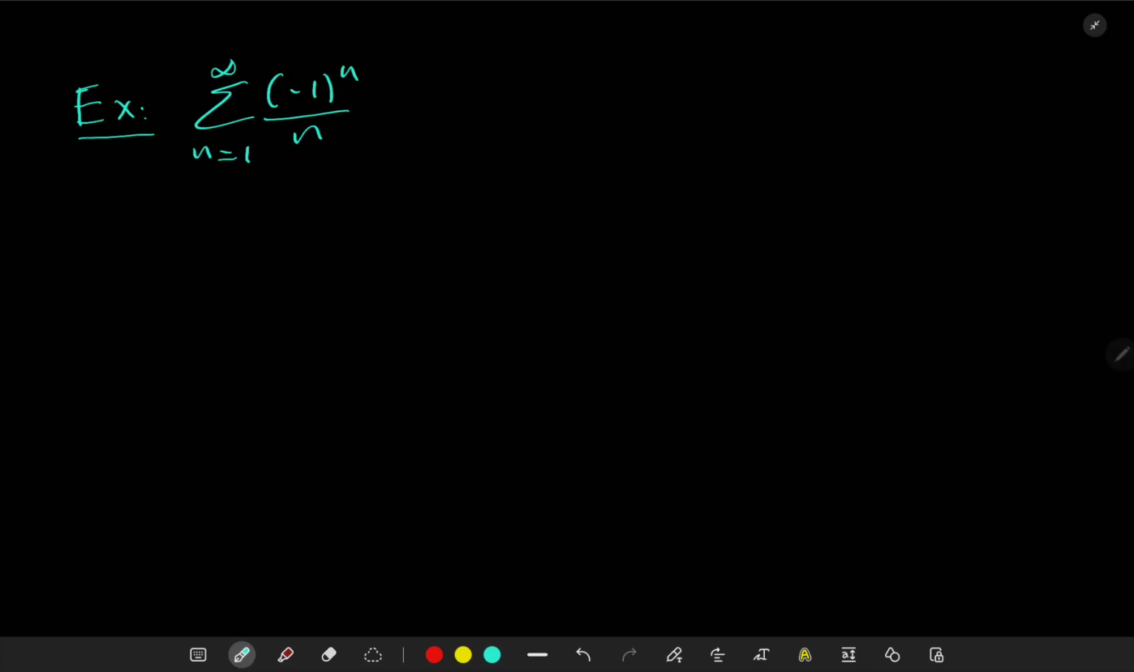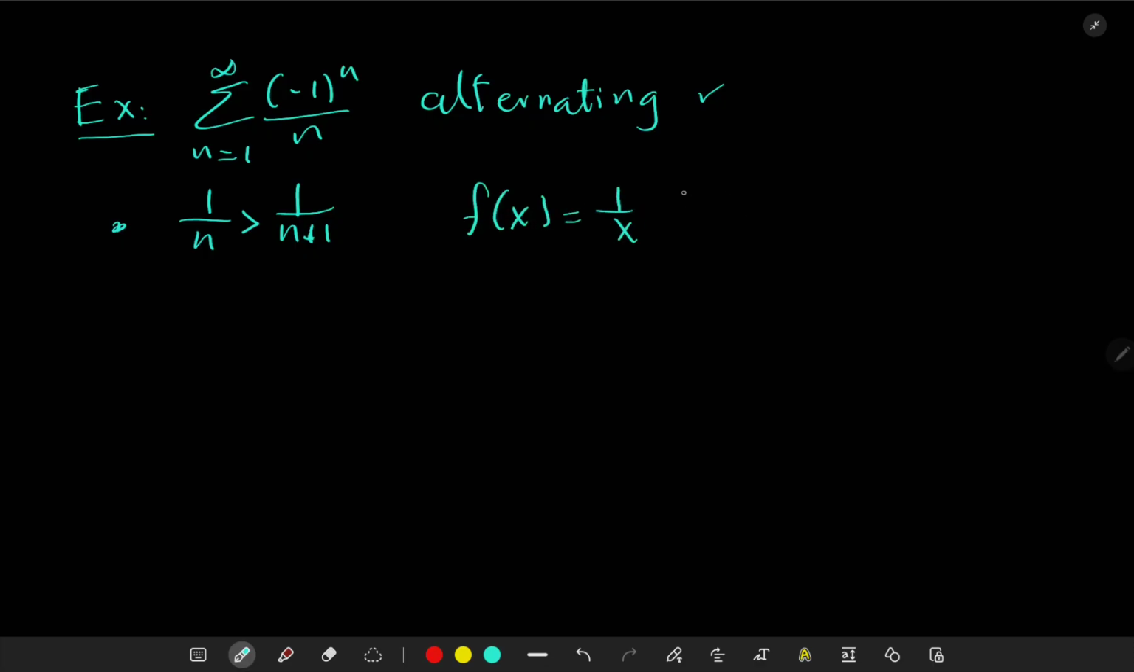So the first condition: is the series alternating? Yes, because the signs are going to be going plus, minus, plus, minus. So that is satisfied. Second, is 1 over n greater than 1 over n plus 1? Are the terms decreasing? And that is true, right? You just think about it. 1/2 is greater than 1/3, 1/3 is greater than 1/4, and so forth and so on. And this is easy to establish, by the fact that the function f of x equals 1 over x is decreasing on 0 to infinity.